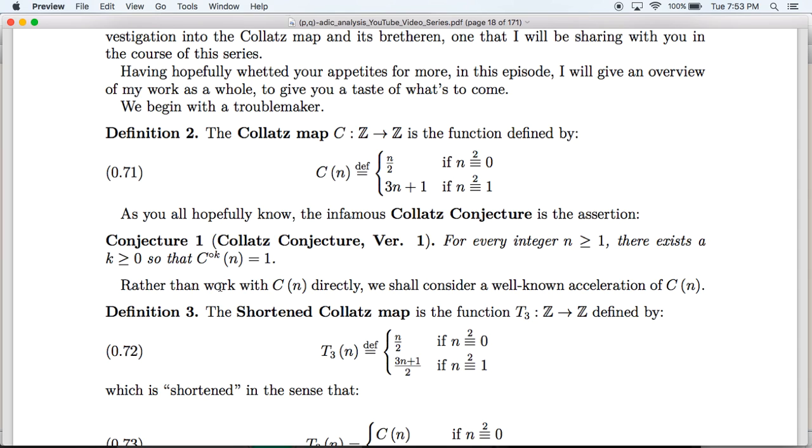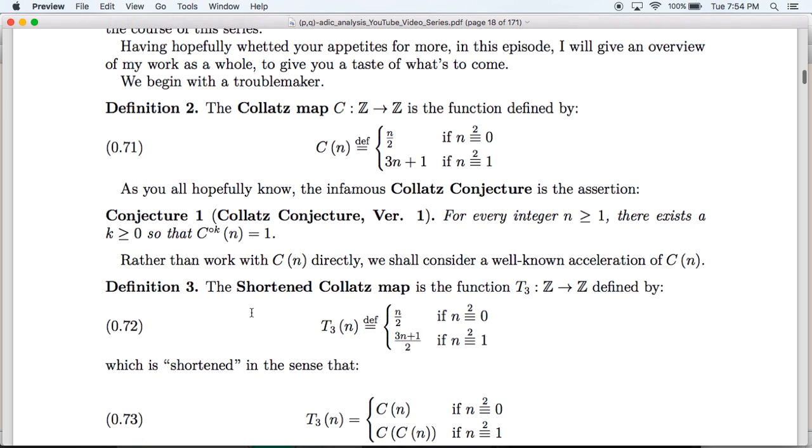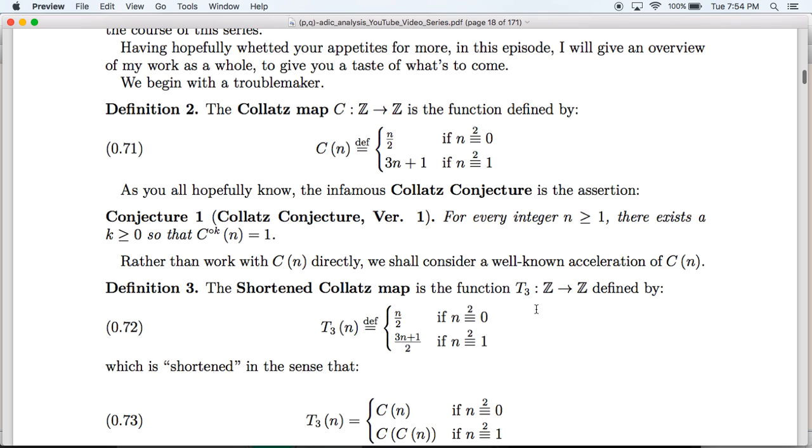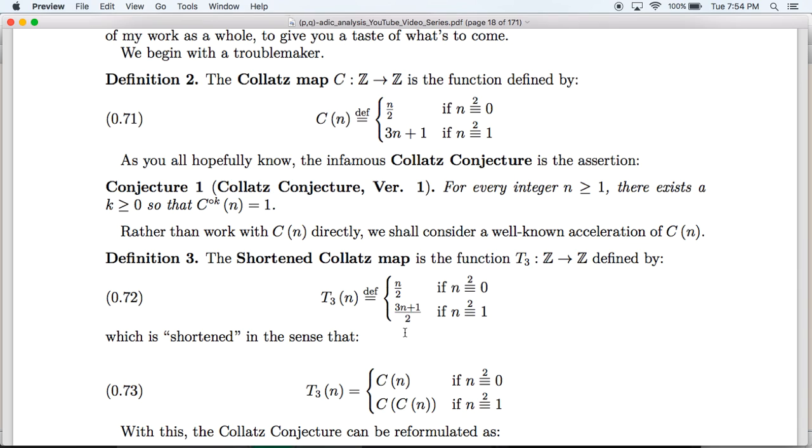So, rather than working with C directly, we're instead going to consider a well-known acceleration of the Collatz map, the shortened Collatz map, generally denoted in the literature by T3, which is the map that sends even n to n over 2 and odd n to (3n plus 1) over 2. This is shortened in the sense that it takes care of the fact that whenever we feed an odd number to the Collatz map, we get an even number, which we're always going to divide by 2.